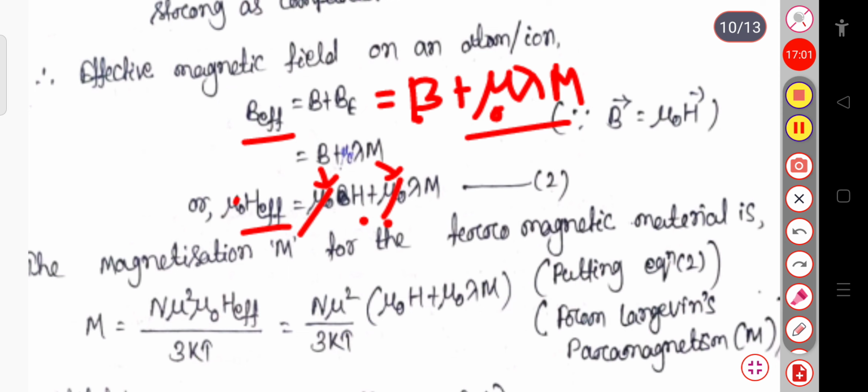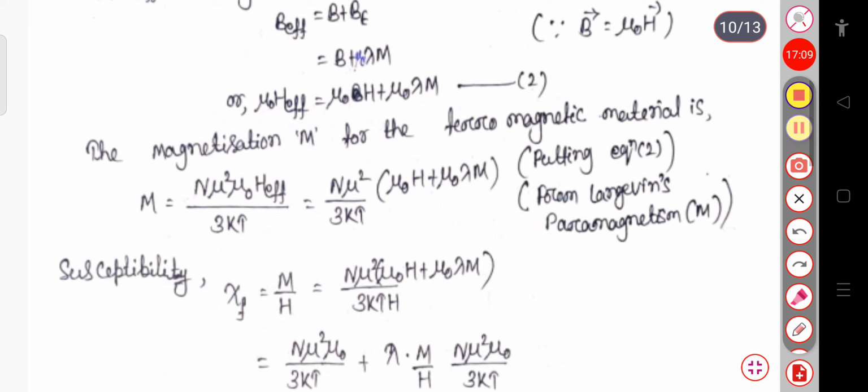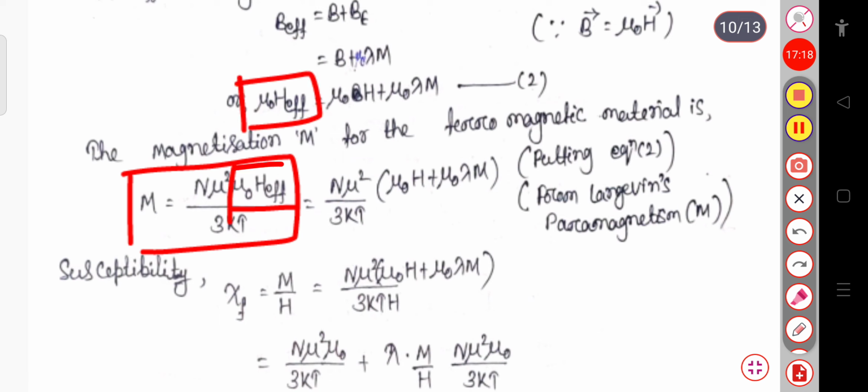So the magnetization M for the ferromagnetic material, from this calculation, is equal to N mu square into mu naught H effective divided by 3kT. From the above expression we have already calculated that mu naught H effective will be equal to mu naught H plus mu naught lambda M. So substituting this value, we get the magnetization equal to N mu square divided by 3kT into mu naught H plus mu naught lambda M.